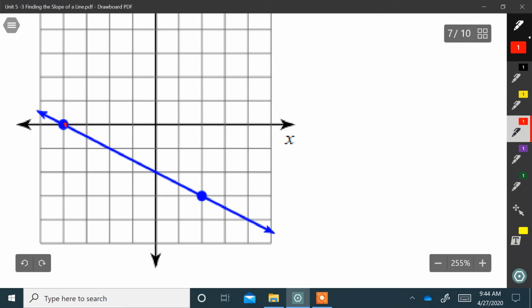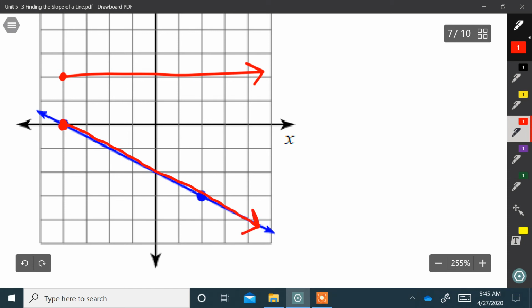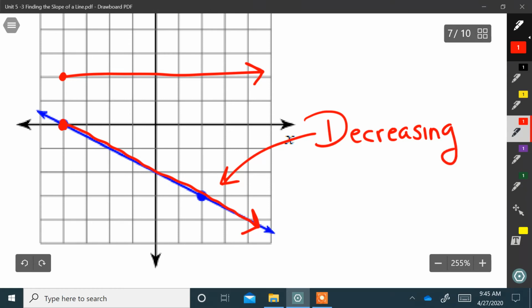Why? Because when I look at it from left, remember this is my left, and we're looking at it from left to right. When I look at the graph from left to right, it's actually going down. Okay, that means that the graph is decreasing. So if the graph is decreasing, that means that the slope is going to be negative.